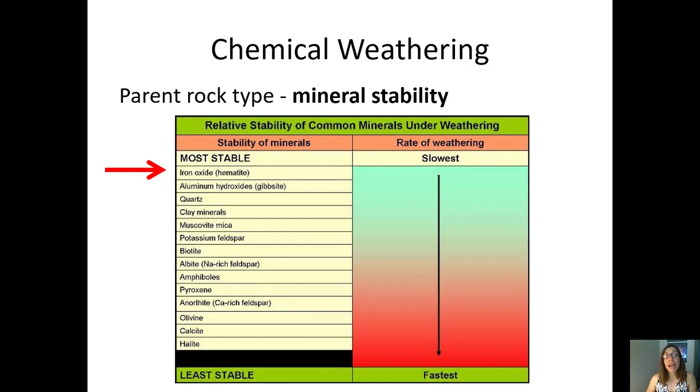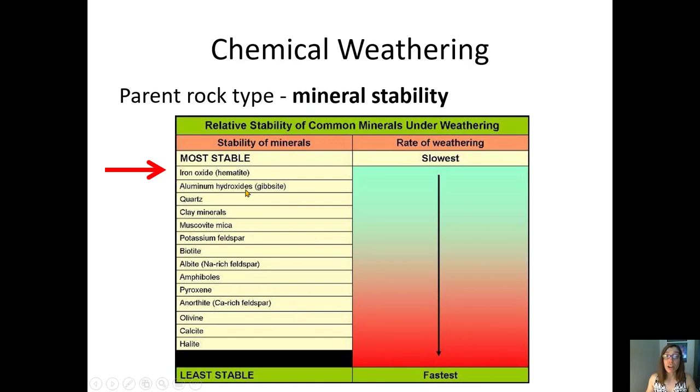So let's come back to this chemical weathering stability diagram. We've talked about a lot of different processes that physically weather and chemically weather rock. And now that you have some understanding of those processes, you might look at this diagram and have a good idea of why things like iron oxides and quartz and clay minerals are the most stable. Because those minerals either don't react with acids or undergo hydrolysis or oxidation reactions, or they're the end product of those reactions. So iron oxide is the end product of oxidation.